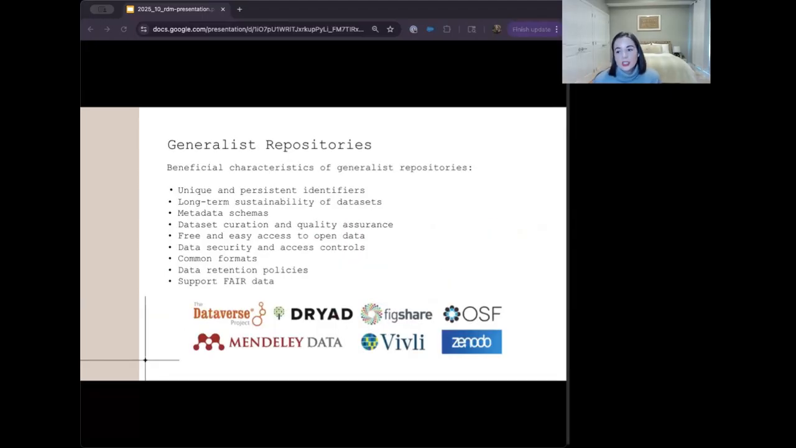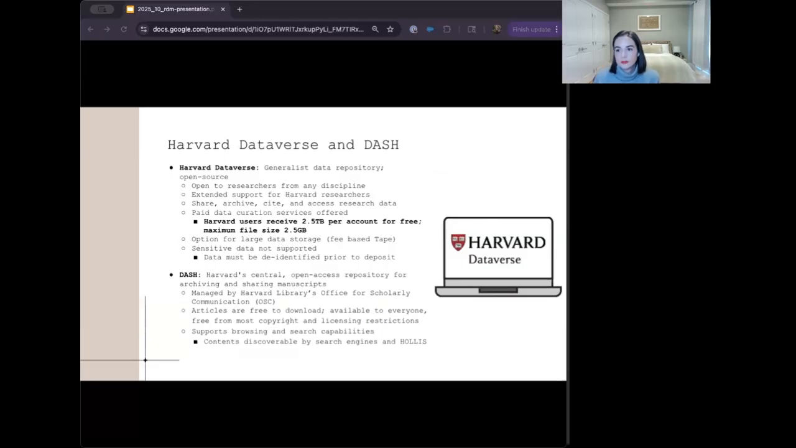I've listed some advantageous characteristics of generalist repositories on the slide, including unique and persistent identifiers like DOIs, long-term sustainability of your data sets. They offer metadata cleanup. They can help with data curation. They're free. They offer data security and access controls. Oftentimes, they'll meet the data retention policies of major funders, and they are supportive of the FAIR data principles.